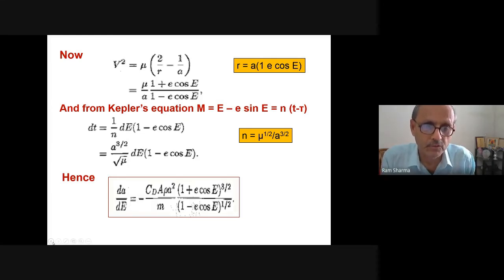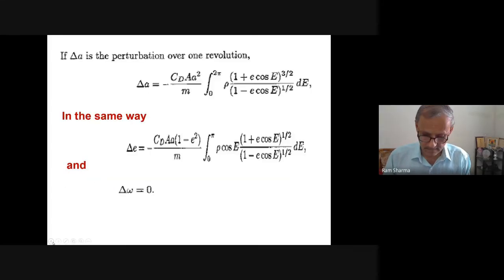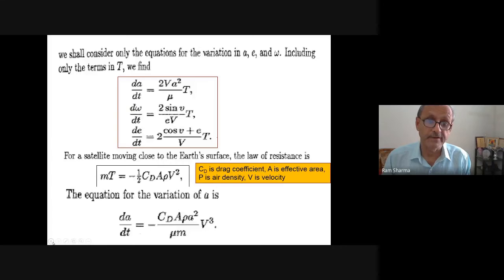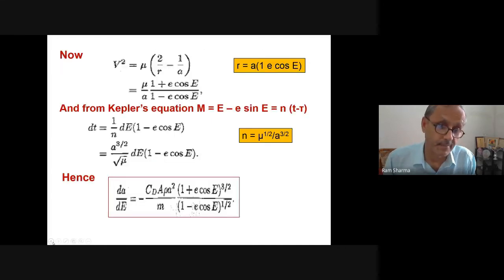dt is equal to, you substitute the value of mean motion also. Mean motion you have in terms of A and mu. And then when you substitute dt, now you got it. Now this dt and V square you substitute in the previous equation, the previous equation dA by dt. You substitute dt and this V equation. And when you substitute there, you get dA by dt.